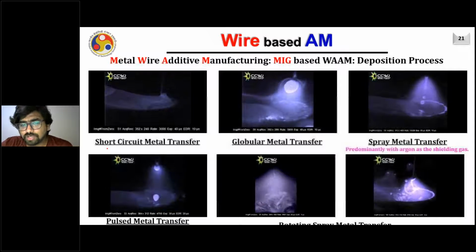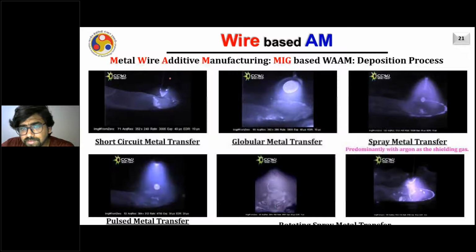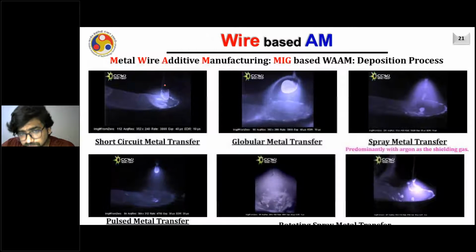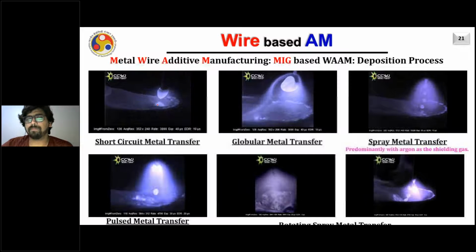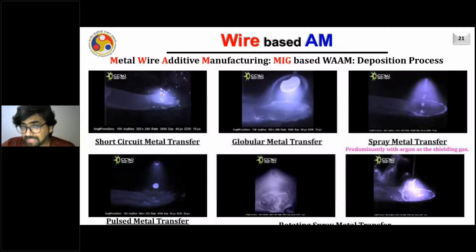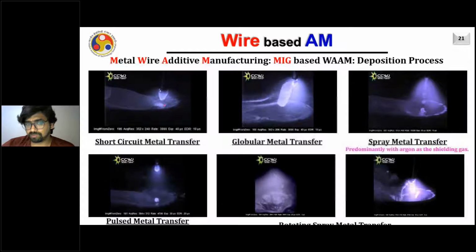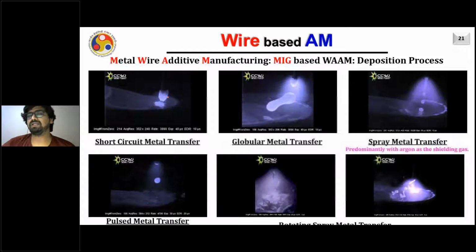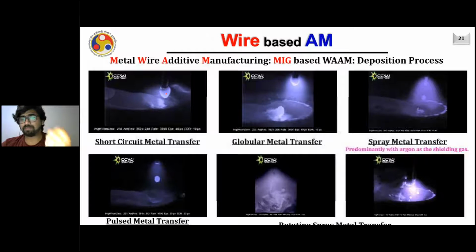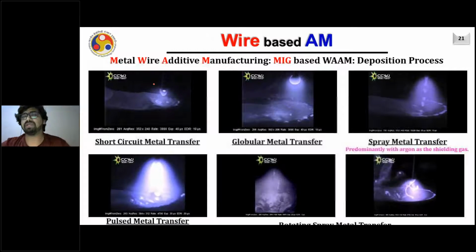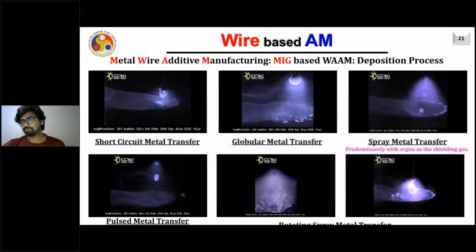The first one is short circuit metal transfer. You can see that there's a wire coming and it is creating a droplet. Further, the wire is dipping into the melt pool. As soon as it dips into the melt pool, it short circuits, right? Because the circuit gets completed. As a result, the current increases and the necking starts, and basically it melts away the wire at the desired location, right?